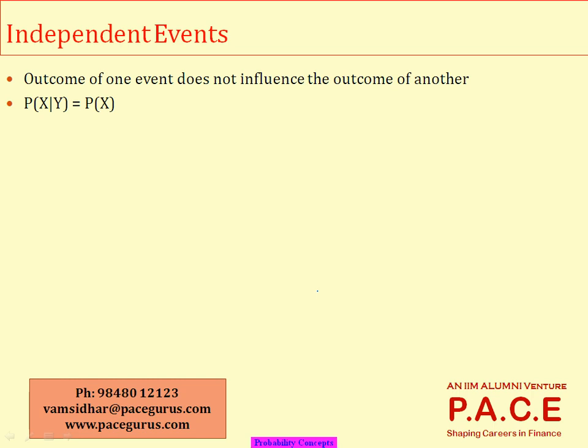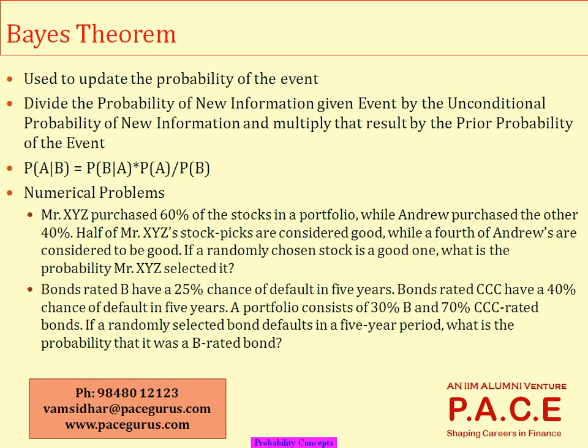So whenever we are talking about the outcome of one of the events not influencing or not being influenced by the other event, we are calling those kind of events as independent events. So in any independent event, we'll see this kind of a relationship. P of x given y will become P of x, or P of y given x will become P of y, because there is no dependency between x and y.